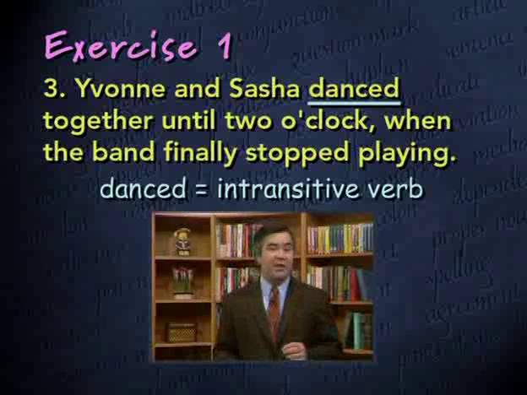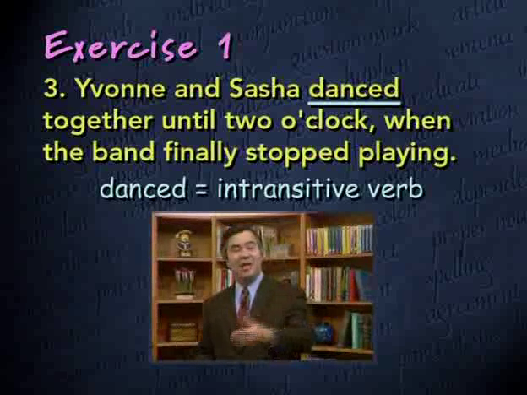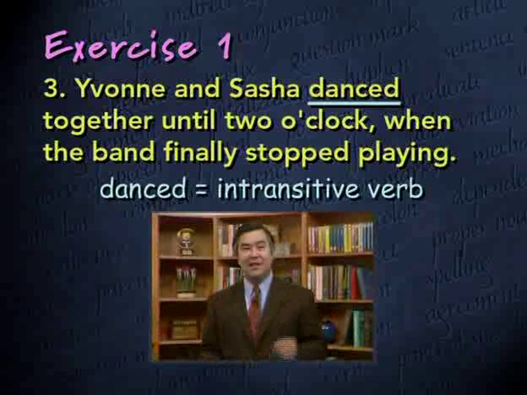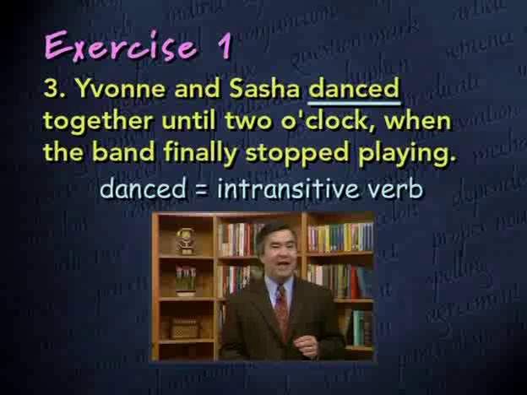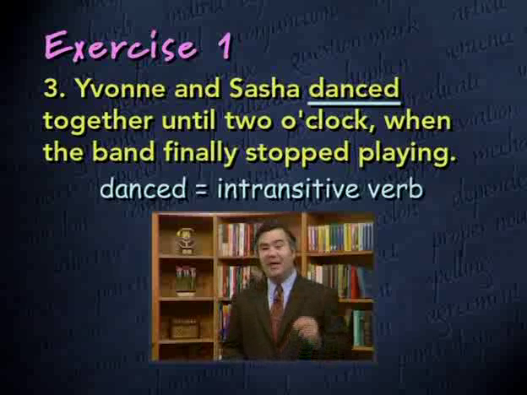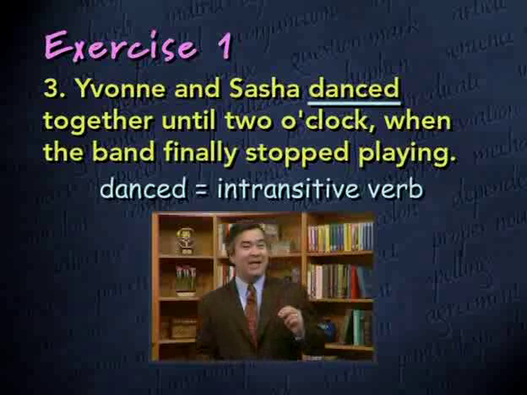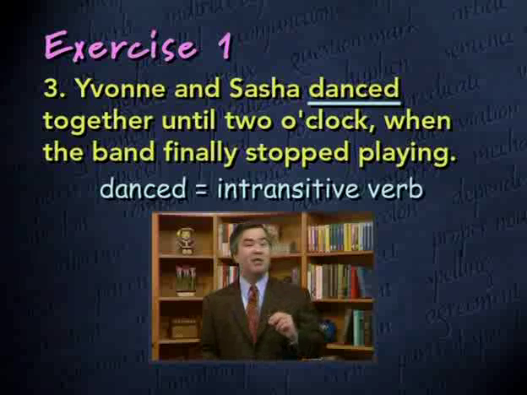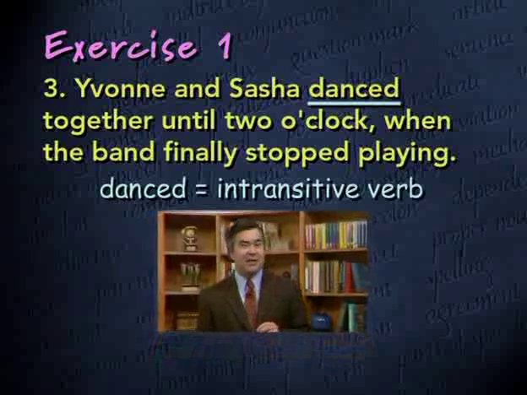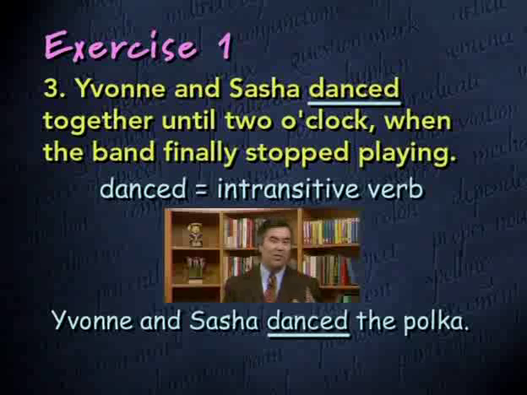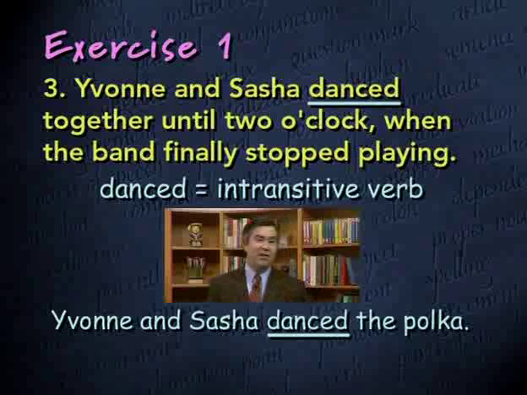Remember that an intransitive verb is a verb of action that doesn't have an object receiving the action, and that's the case in this sentence. The verb danced is being used here as an intransitive verb. Notice, by the way, that the verb danced can be used as a transitive verb. You could imagine a sentence in which there is an object receiving the action of the verb danced. For example, you could say, Ivan and Sasha danced the polka. In that sentence, the word polka would be receiving the action of the verb danced.